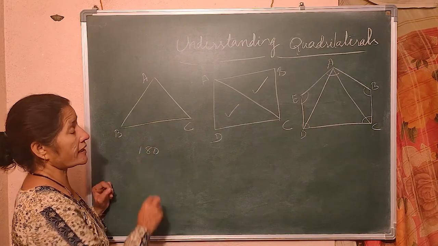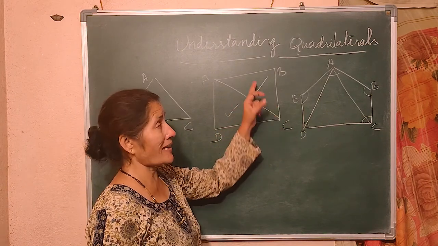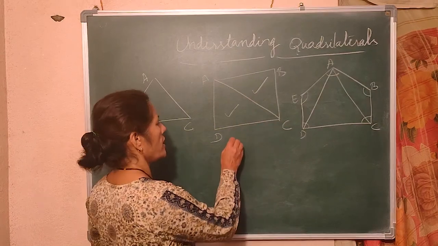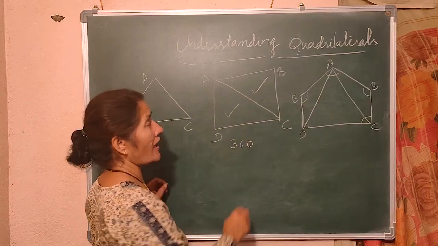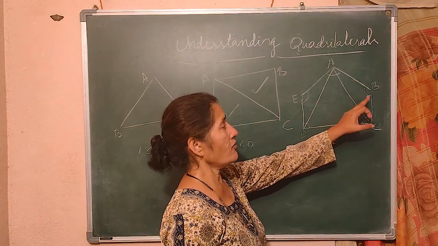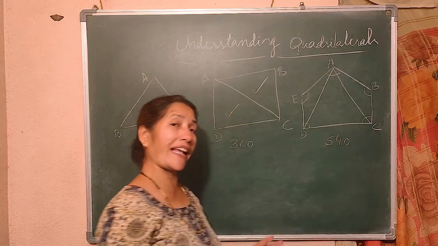Now I ask you, what is the sum of the three angles of a triangle? 180. What is the sum in a quadrilateral? Two triangles. 180 plus 180, how much? 360. Can you tell me now? 180, 180, 180, how much? 540.